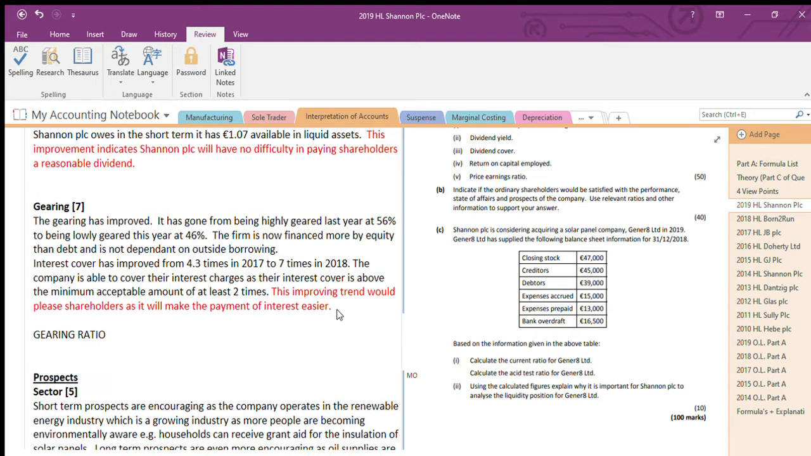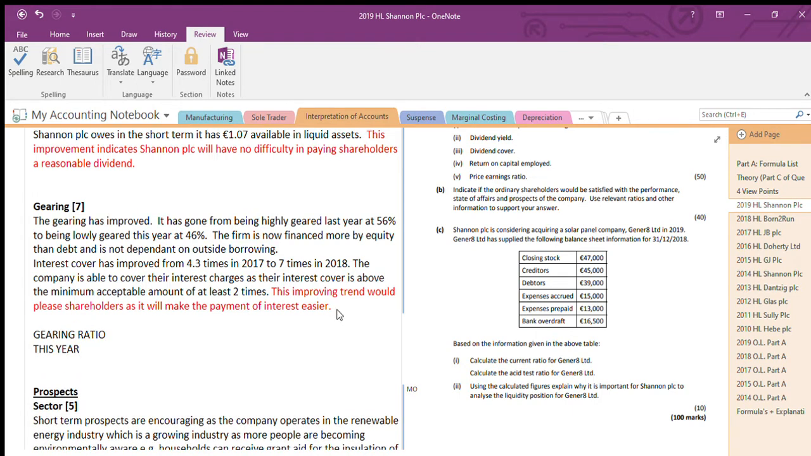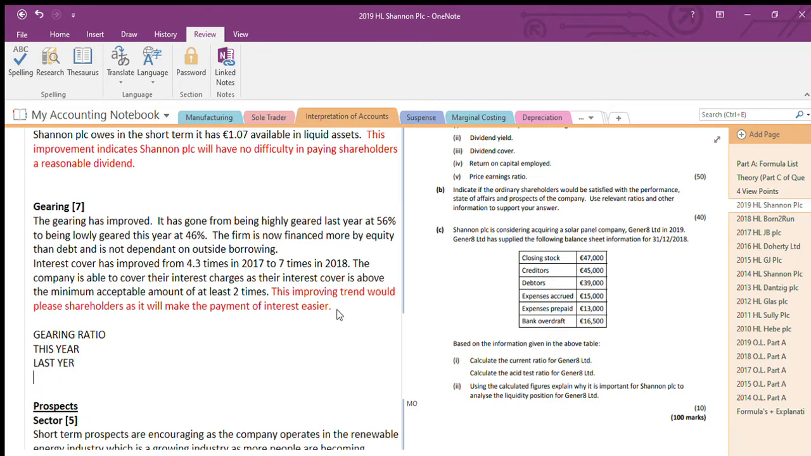Gearing ratio, I have this year, I have last year, and I want it to be ideal. It's 50% and below. So last year was 56, this year it's 46. So it's improved. It's gone down and it's improved. The firm is now financed more by equity than it is by debt.